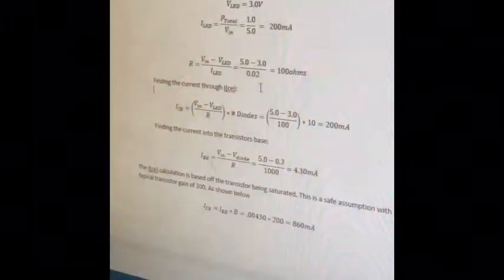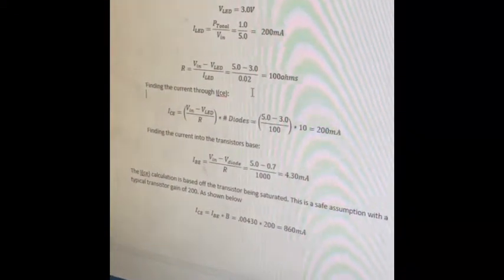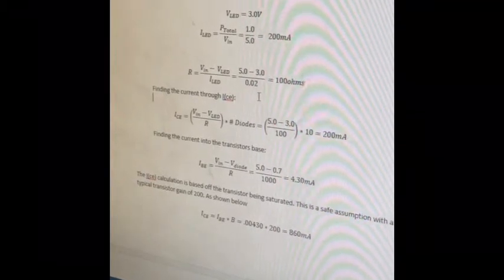Alright, so this is the final part of our electronics 321 project. So we had an input of a 5 or 0 volt square wave, and for the output we wanted an LED array that could dissipate 1 watt of power. So this is the calculations portion of the transistor switch part of our project.